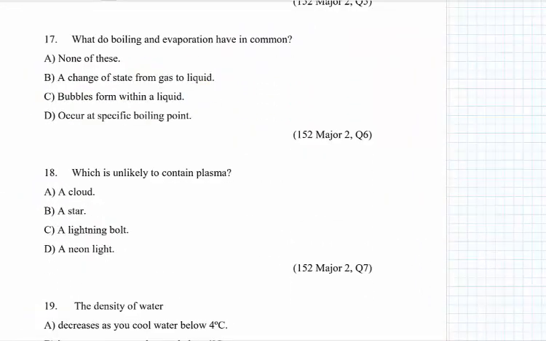What do boiling and evaporation have in common? Boiling and evaporation. Let's see. Occur at specific boiling point. No. Bubbles. No, there are no bubbles in the evaporation. Bubbles are only in the boiling. Change of state. Of course, there is a change of state here, but from liquid into gas. Here he says the change of state from gas to liquid? No. So I will choose none of them.